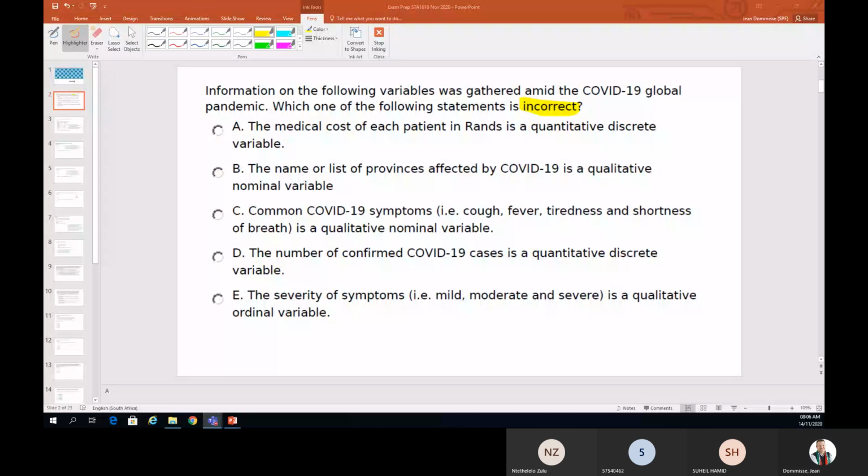I haven't said right or wrong yet. Then second, the name or list of provinces affected by COVID-19 is a qualitative nominal variable. Third, common COVID-19 symptoms, cough, fever, tiredness, and shortness of breath, is a qualitative nominal variable. The number of COVID cases is a quantitative discrete variable. And then the severity of symptoms is a qualitative ordinal variable.